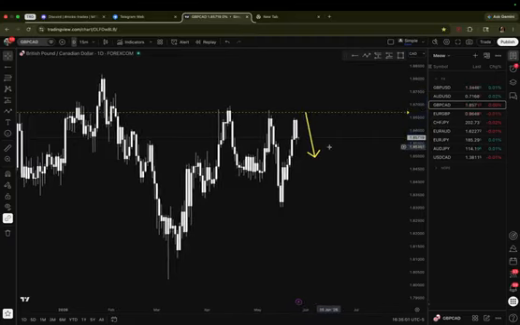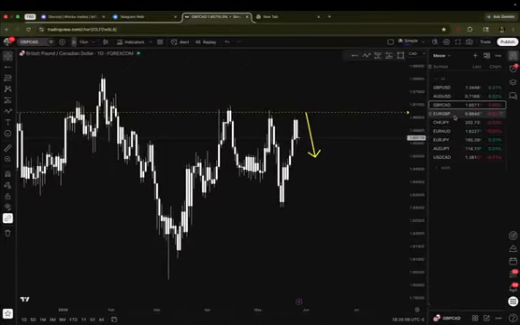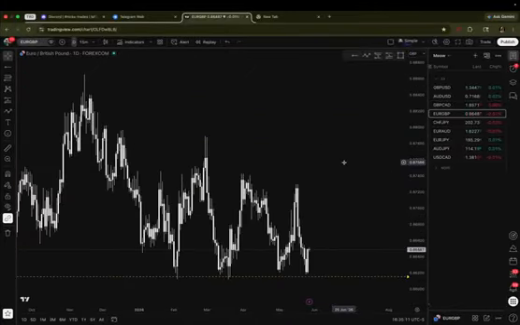If it gets there, starts to bounce, I'll enter a sell with a stop loss above and a target below at 1-to-1 risk reward ratio, doing the same thing I've been doing for years. Now, on Euro GBP, this is a very interesting one. We almost got into my zone where I was going to buy last night.